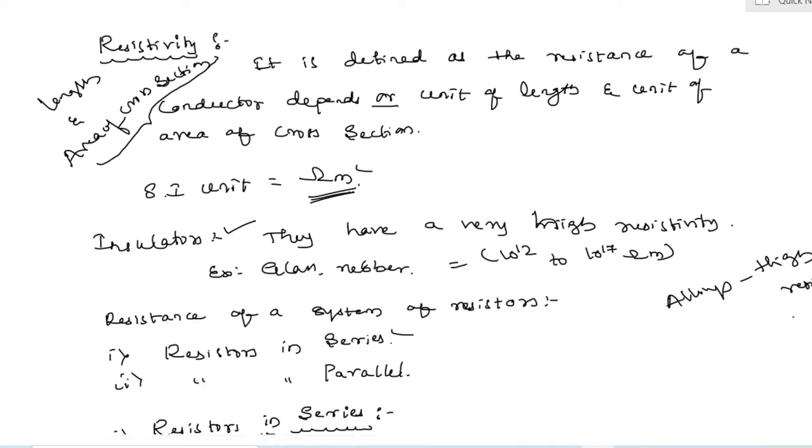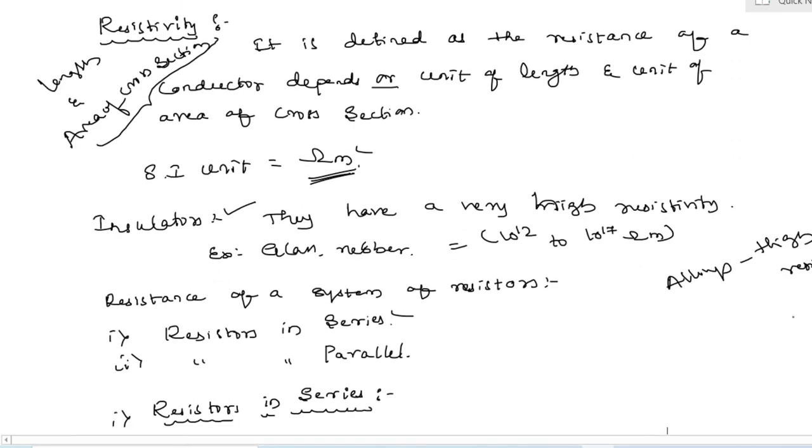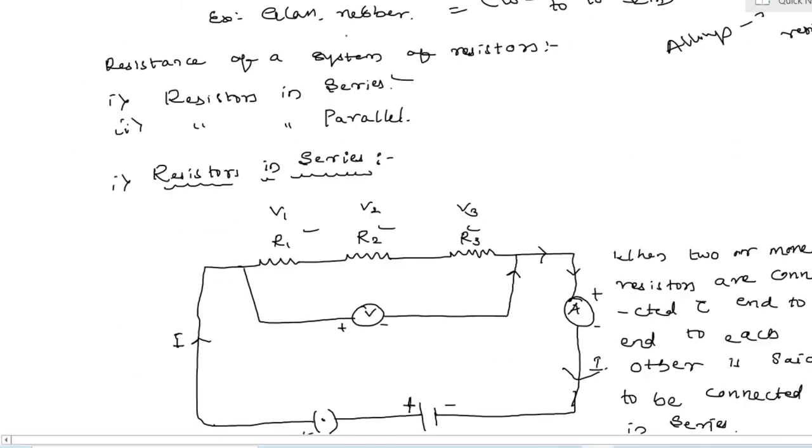My dear friends, after discussing alloys and insulators, the next discussion point is resistance of a system of resistors. Two or more resistors can be connected with each other by different combination methods in order to achieve the desired equivalent resistance in a particular circuit. There are two methods: first one is resistors in series, and second one is resistors in parallel.